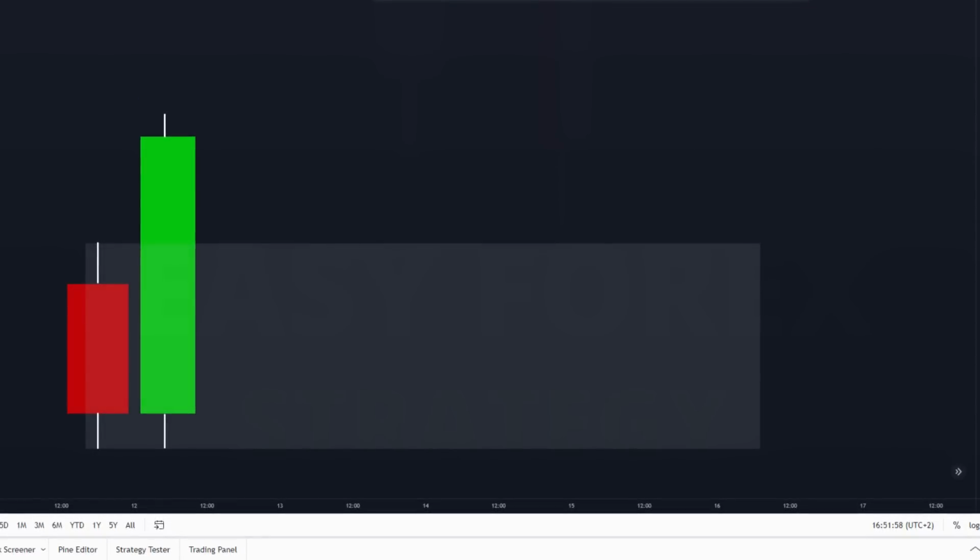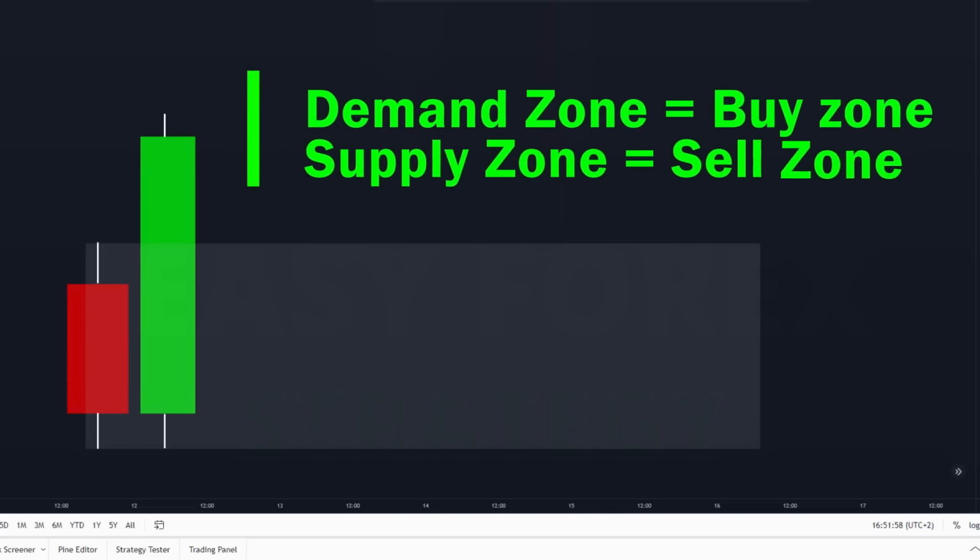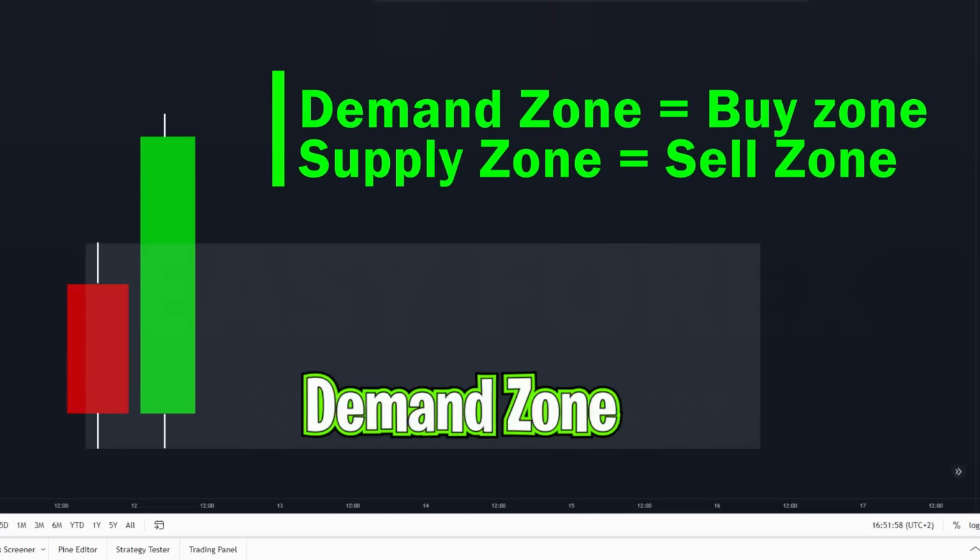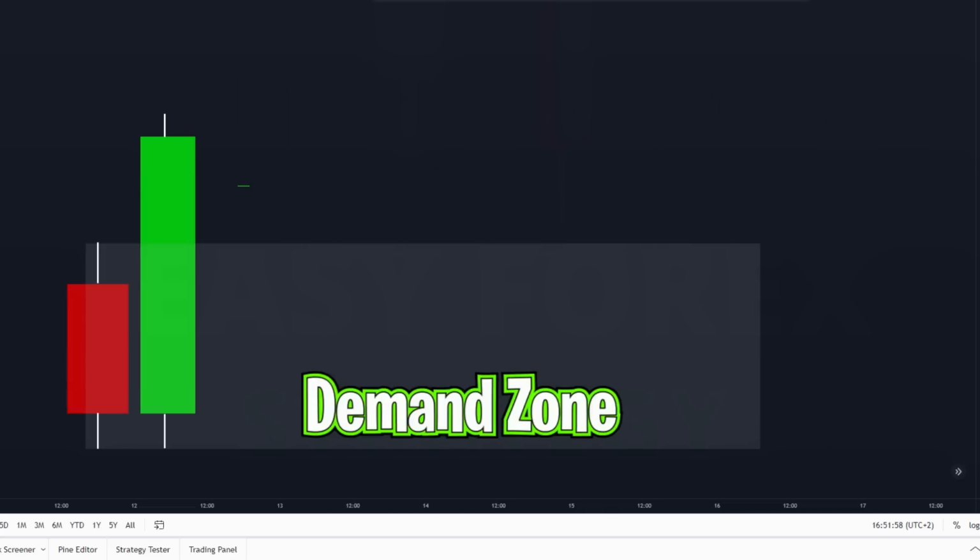There are 2 ways to draw supply and demand zones. Now I will teach you how to draw a demand zone. On the demand zone we buy, and on the supply zone we sell. I will also show you how to make an entry using an entry strategy. Also remember to take notes because this is going to be important for your trading career.